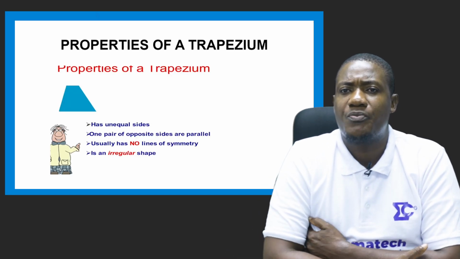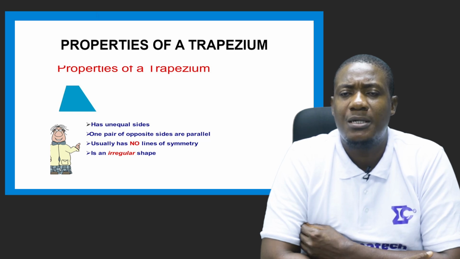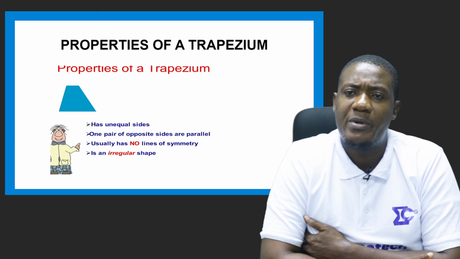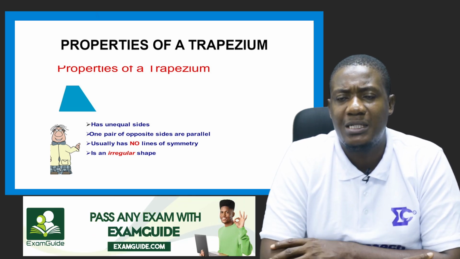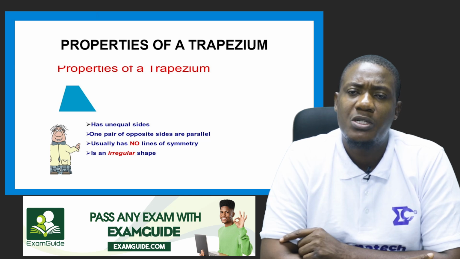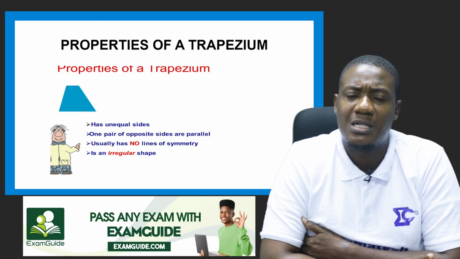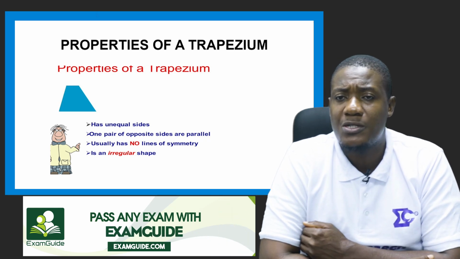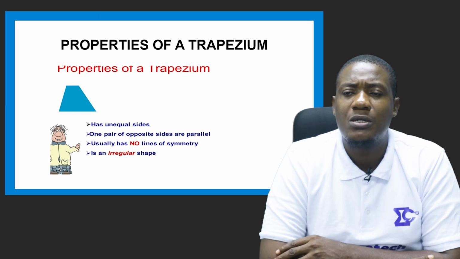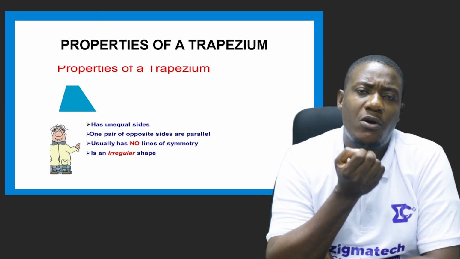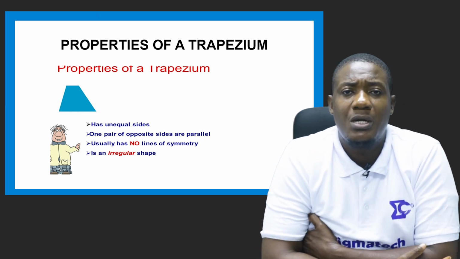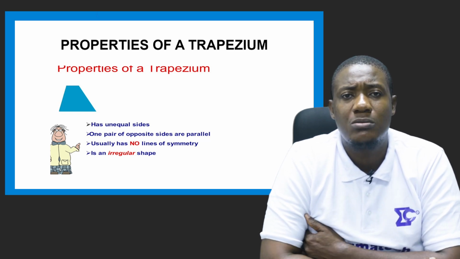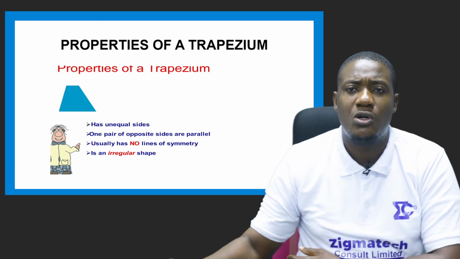A trapezium is another important quadrilateral that we have. For a trapezium, no side is equal to the other side. It has unequal sides. It has a pair of parallel sides, although, like I said, these 2 parallel sides are not equal, but they are parallel to each other.